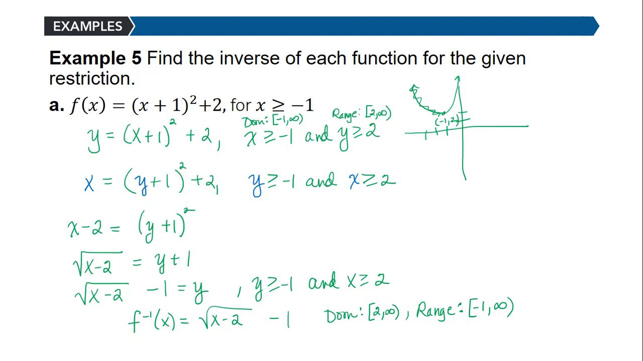And if you wanted to think about, well, what does the graph of the square root of x minus 2 minus 1 look like? That is this graph that is a basic square root function shifted right 2 and down 1. So it would have this point at 2, -1, and then it would go up. So we can see that if we put on the line y equals x, that this restricted function and this inverse function are symmetric about the line y equals x.